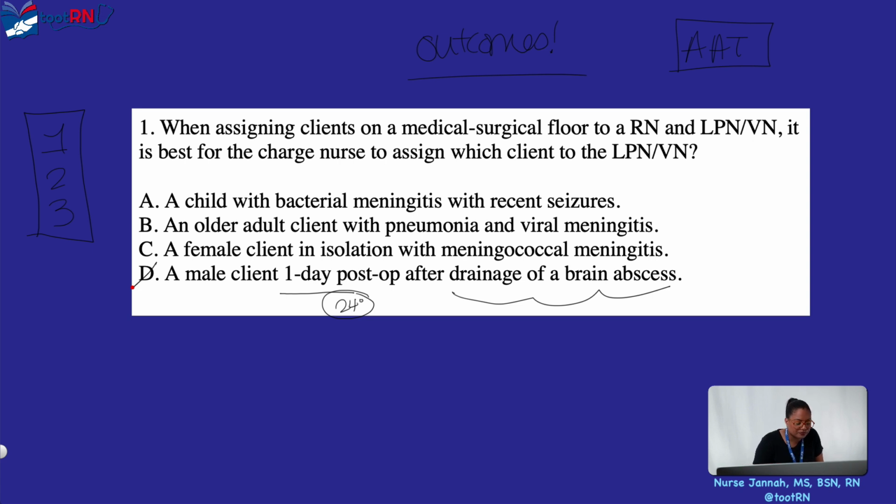a stable client. So we'll do the same thing with C, a female client in isolation with meningococcal meningitis. No age, right? No time, that's fine. But of course, everyone has something going on with them, and that's how we determine the acuity. So she's got meningococcal meningitis. What type of meningitis is that? Is that viral, bacterial, fungal, right? What is it? Bacterial, that's right.